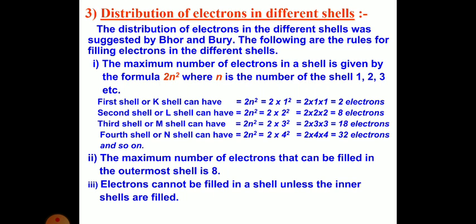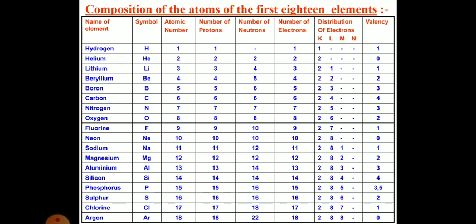And the second thing, the maximum number of electrons that can be filled in the outermost shell is 8. And after that, electrons cannot be filled in a shell unless the inner shells are filled. So students, this is the composition of atoms of the first 18 elements. This is also provided in your textbook. If you look at the name of the elements, symbol, atomic number, number of protons, neutrons, electrons, and their distribution in the K, L, M, N shells, valency, all the data is provided.